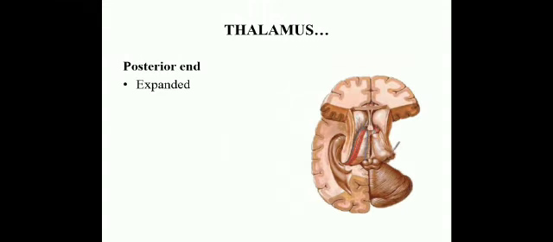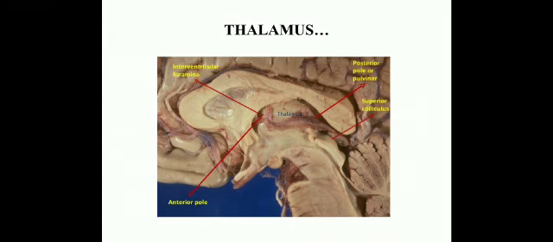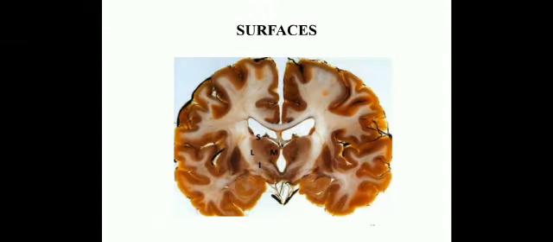The posterior end is expanded and is known as the pulvinar, and it extends beyond the third ventricle. It overhangs the lateral and medial geniculate body and the superior colliculus with its brachium. So, here we can observe the anterior pole which is closer to the interventricular foramen and the posterior pole or the pulvinar end of the thalamus, which overhangs the superior colliculus.